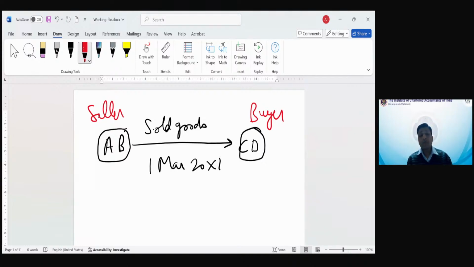A lot of responses I saw mentioned that AB will be the principal, AB should recognize revenue as the principal. That is absolutely correct. There is no doubt about it. But please try to understand the requirement of the question.